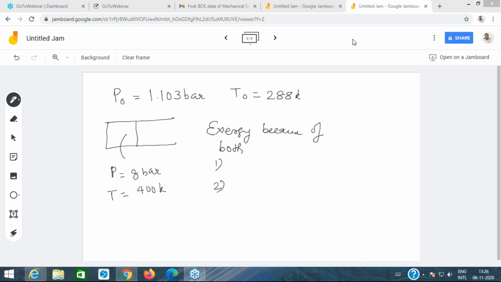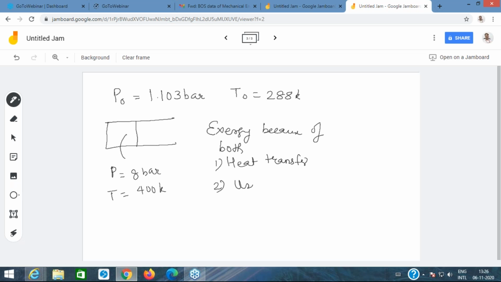One is the exergy because of the heat transfer, and the other is the exergy because of the useful boundary work. Why would that be useful boundary work? There would be useful boundary work because of the pressure difference, because this pressure and this pressure are different. So you will have some boundary work. The second thing is, because there is a temperature difference. In the earlier problem, there was no temperature difference. So because there is a temperature difference, you would have heat transfer and the corresponding exergy, right?